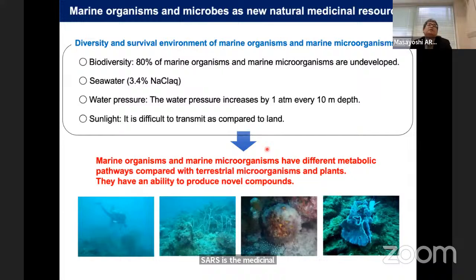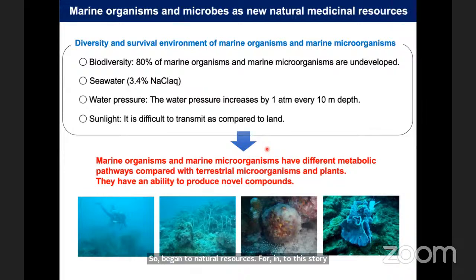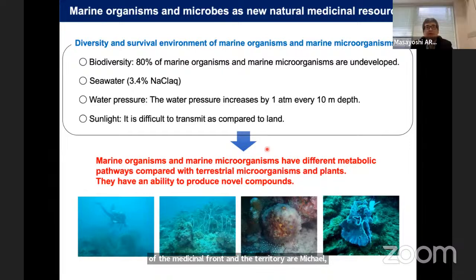Okay, so, returning to natural resources. Following terrestrial medicinal plants and terrestrial microorganisms, marine organisms and marine microorganisms have attracted attention as natural medicinal resources. This slide shows why researchers focus on marine medicinal resources. As you know, 80% of marine organisms and marine microorganisms are said to be undeveloped. They live in 3.4% salt water. They are also affected by water pressure, and sunlight is difficult to transmit compared to land.